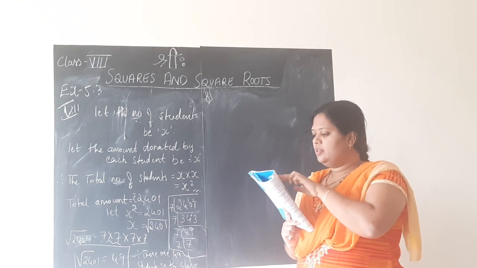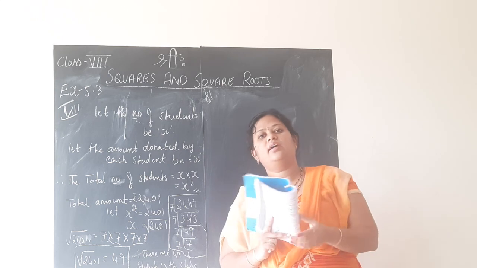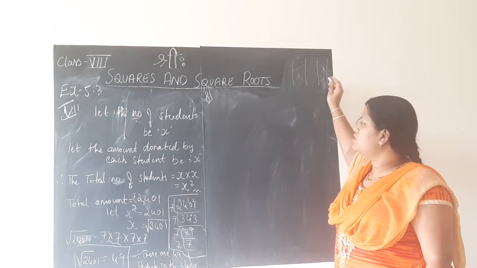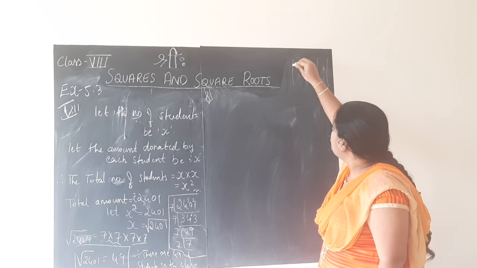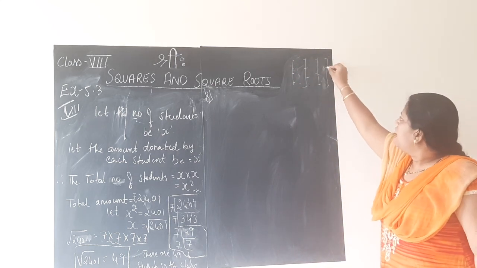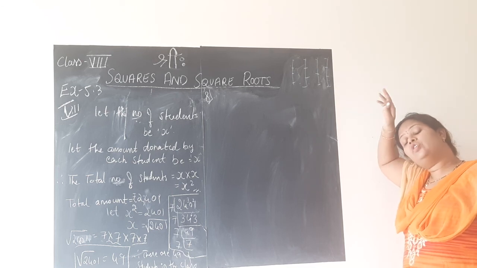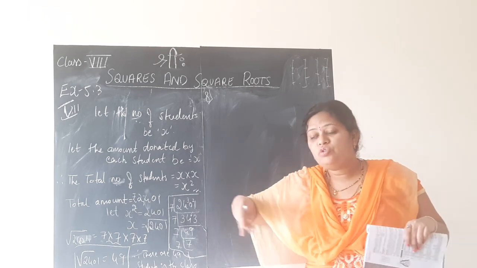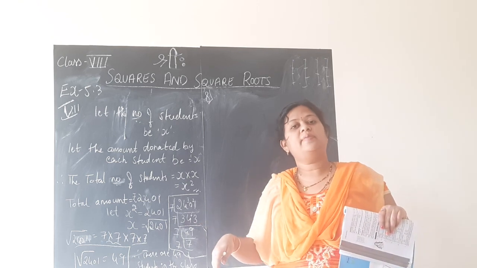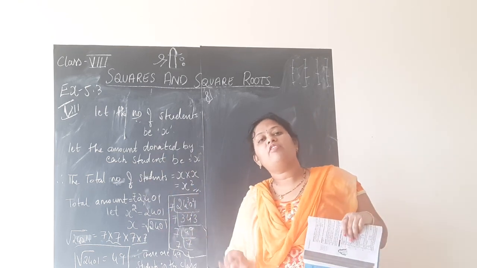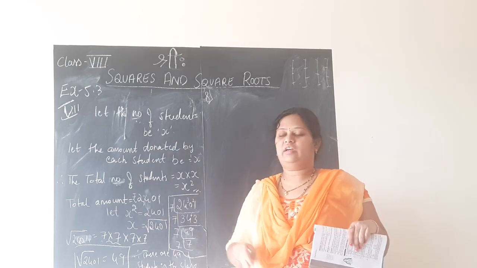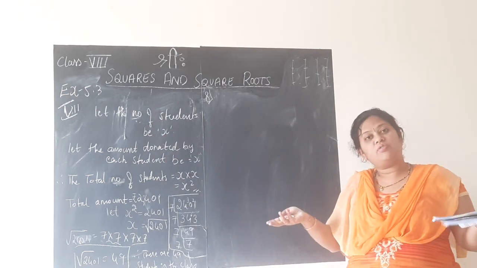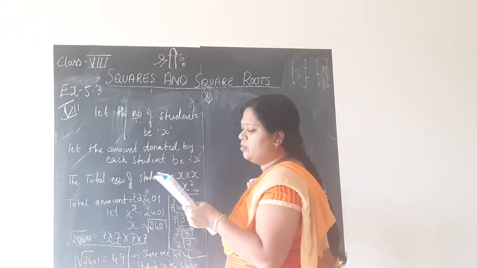Each row should contain as many plants as the number of rows. Suppose you are planting the plants in 4 rows, then 4 plants will be in one row. That way you plant. This is one example. Like that, calculate for 2025 plants. If you are planting 2025 saplings, in how many rows should you plant them, such that each row contains an equal number of plants? If one row has 5, the next has 5, 5, 5, 5, like that. How many rows? Or 6, 6, 6, 6, 6. They are asking us to find out. Hope the question is clear to you.